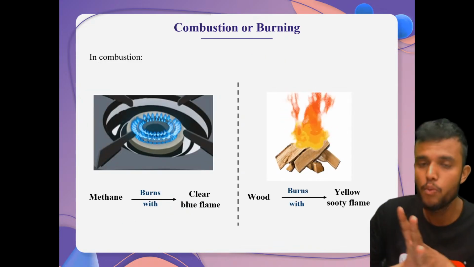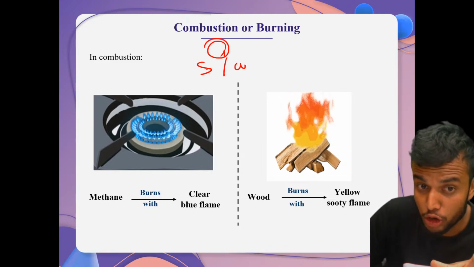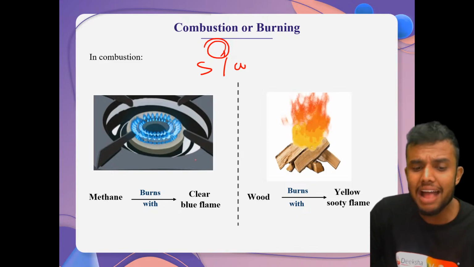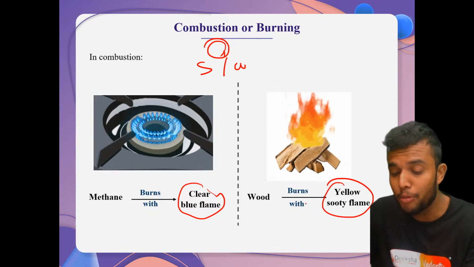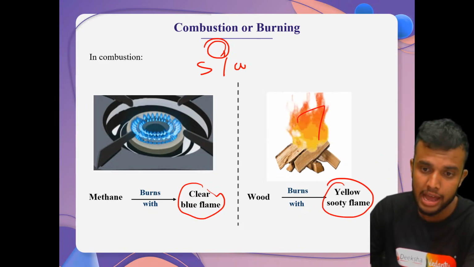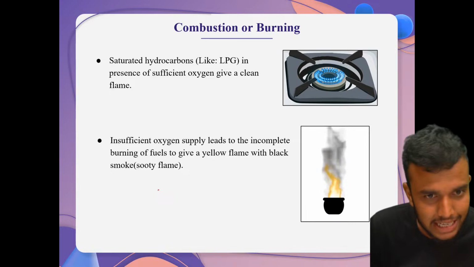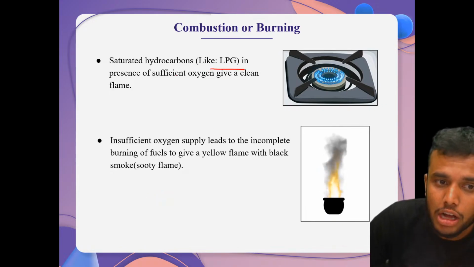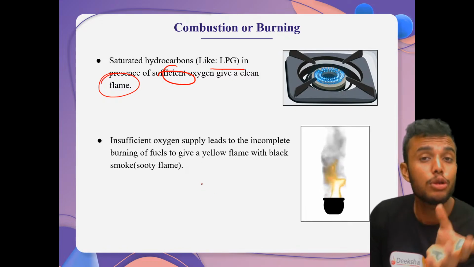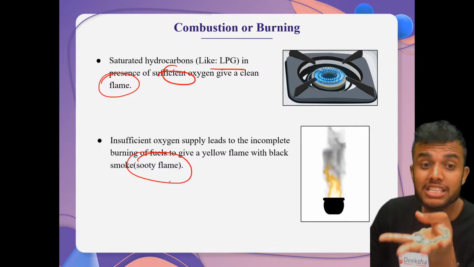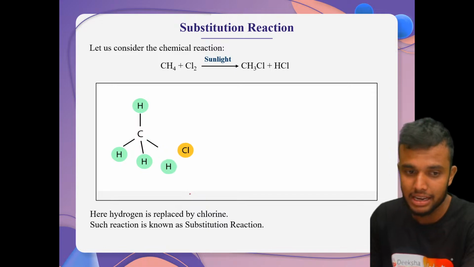Students, in combustion, we have one step. You know we have saturated and unsaturated compounds. Saturated compounds burn with a clear blue flame, and unsaturated compounds burn with a sooty, yellow flame. Using this, we can easily identify saturated and unsaturated compounds. Saturated hydrocarbons in the presence of sufficient oxygen give a clean flame. If we give a low, limited or insufficient amount of oxygen, then it gives a sooty flame, my dear students.